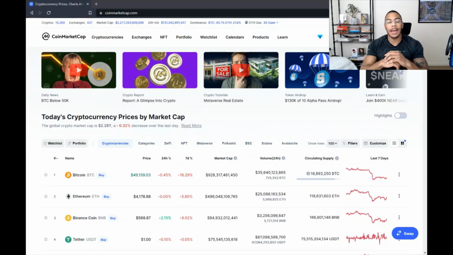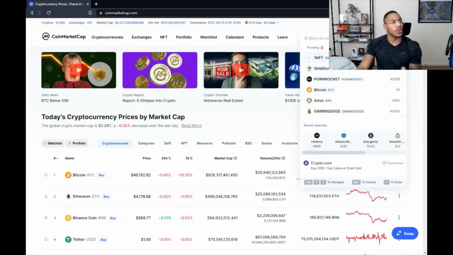CoinMarketCap, hate it or love it. I personally love it for this one specific feature. So let's take the example that you've heard about Hedera Hashgraph and you're like, oh, you know what? I've done my own research. I like the project and I want to buy it.